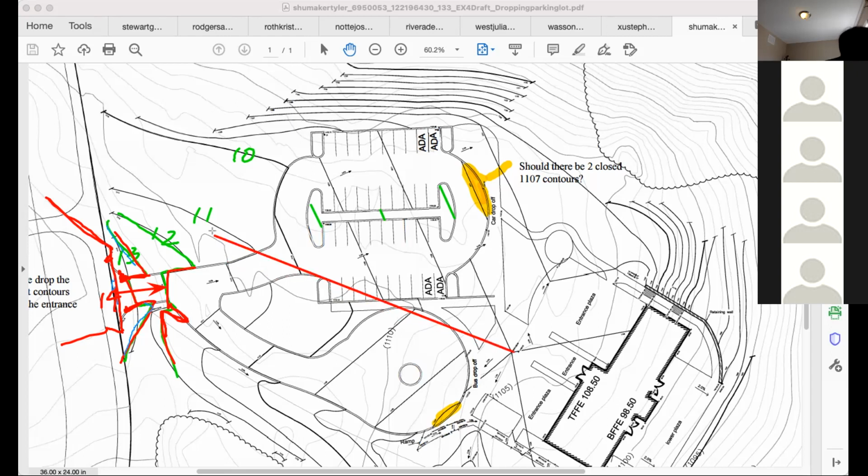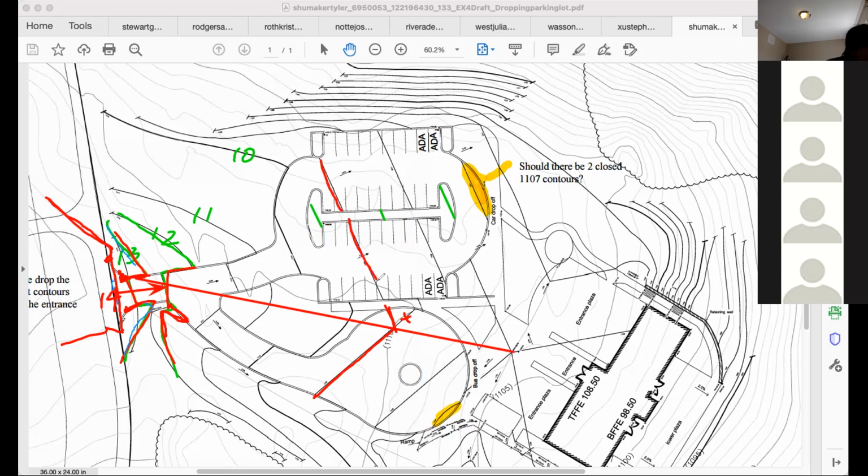Where does the ridge line go? I think it's more clear where the ridge line is. Something like this. If that's the case, then this is off. That needs to be there. What is that? So this parking lot needs to be like this. That's not right, depending on where the ridge line is.